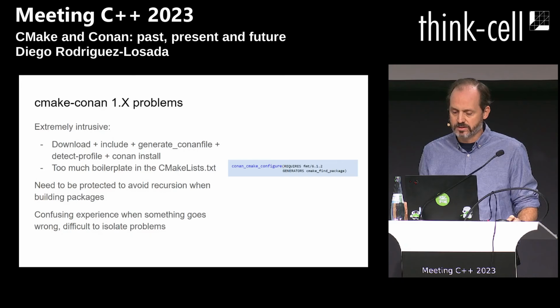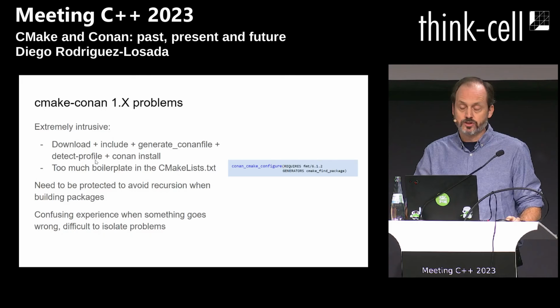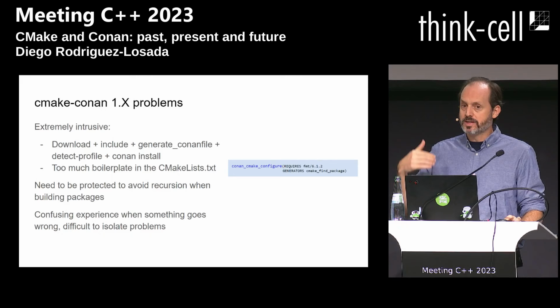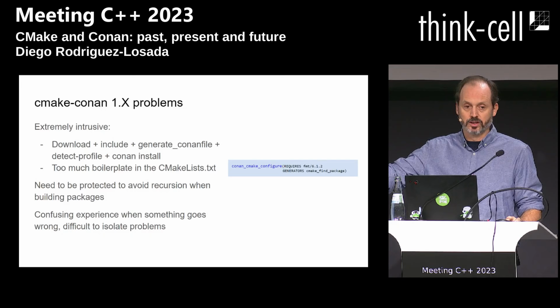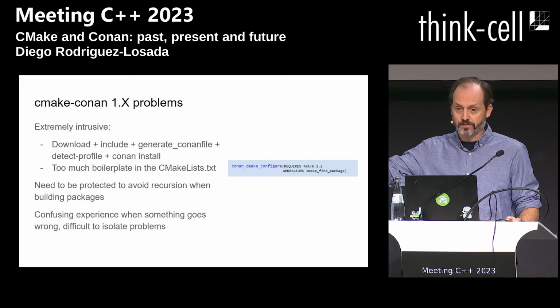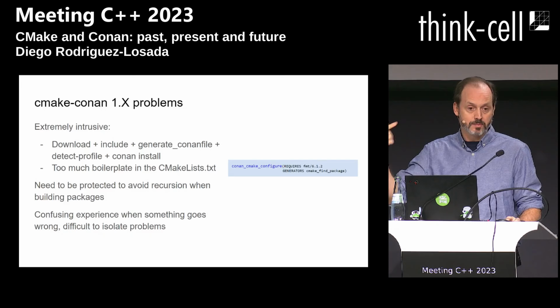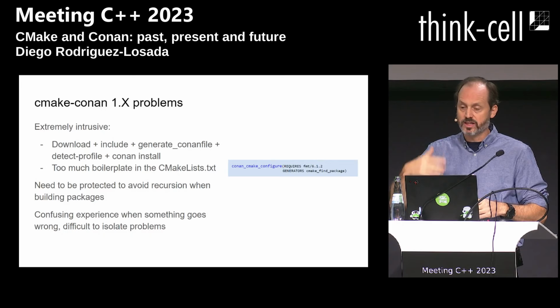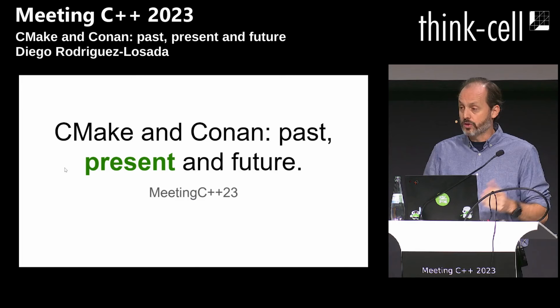Furthermore, if you put this in your CMake list, and then you create a package for this, at some point you will be installing this package. If you install this package and build that package from source, then you are calling Conan to install that package. That package will be calling CMake to build itself, and CMake could be calling Conan install again recursively to install the dependencies, which is something that you don't want. So you also needed to protect the code so it didn't re-enter the functionality. So this was, of course, less than ideal.